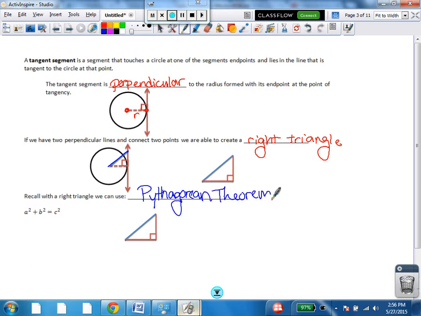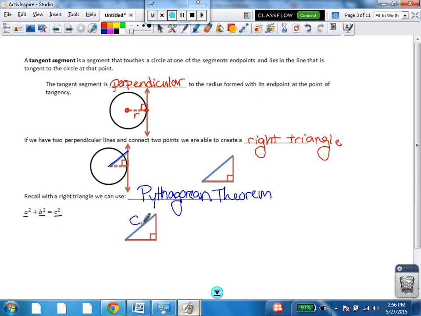If you recall, the Pythagorean theorem is a squared plus b squared is equal to c squared. C is always by itself. Now, when c is by itself, it has to be the longest side. So we're going to denote the hypotenuse as c. It's always, always, always the hypotenuse.